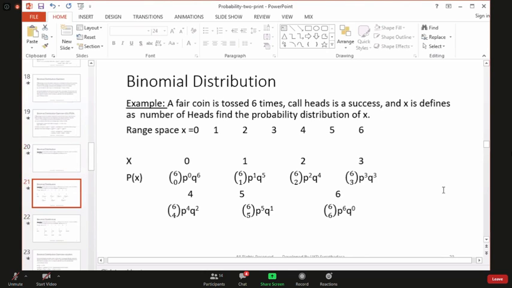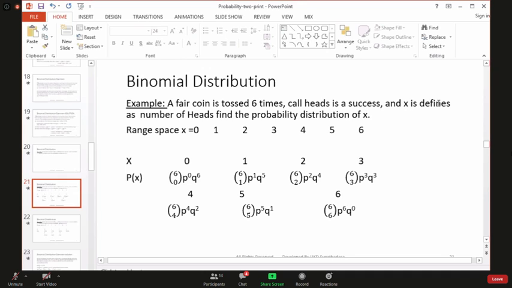Now see the probability distribution. How to get this probability? See the fair coin. This is the additional slide I have added to explain this binomial distribution, because some students find it difficult. Now see how simple this is. A pair of coins is tossed 6 times. A head is called a success.